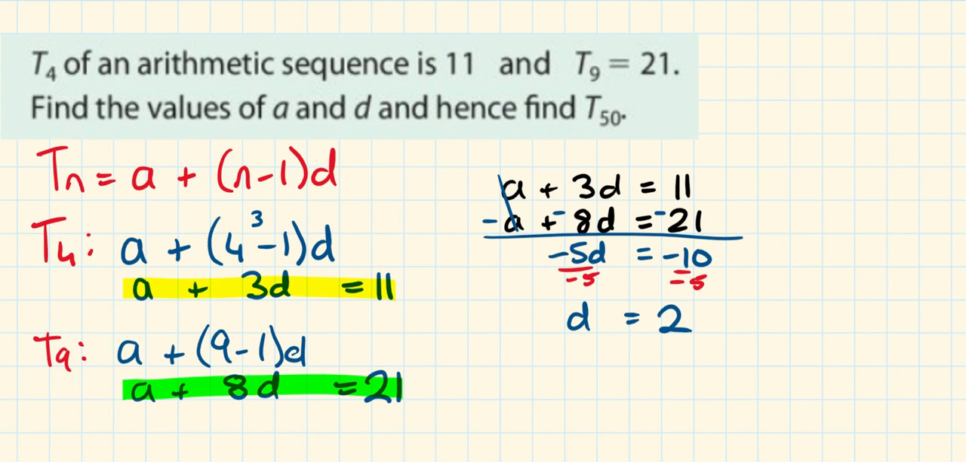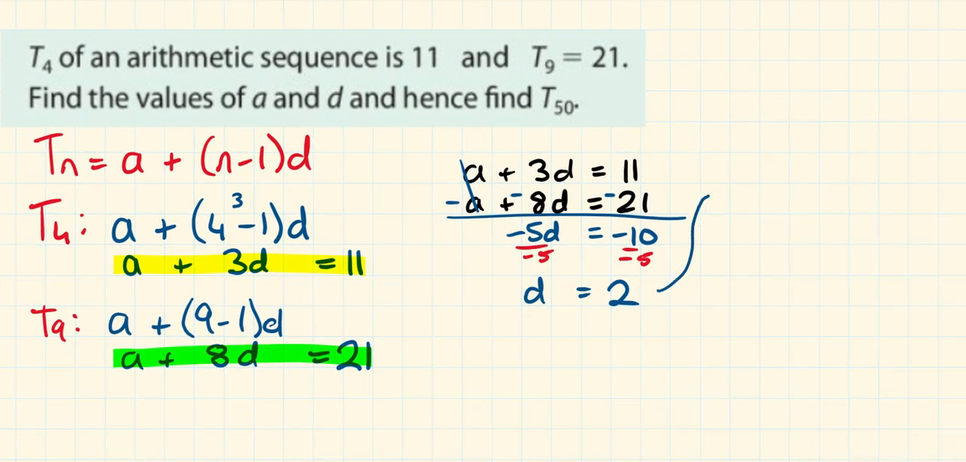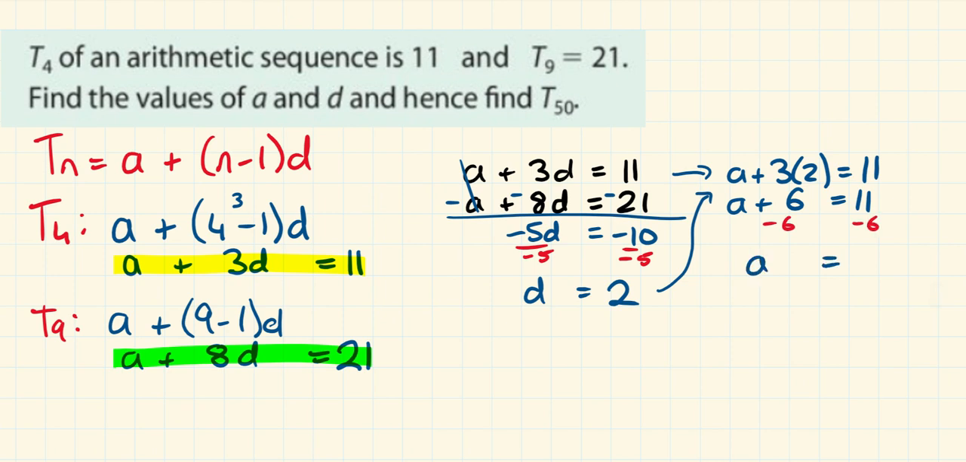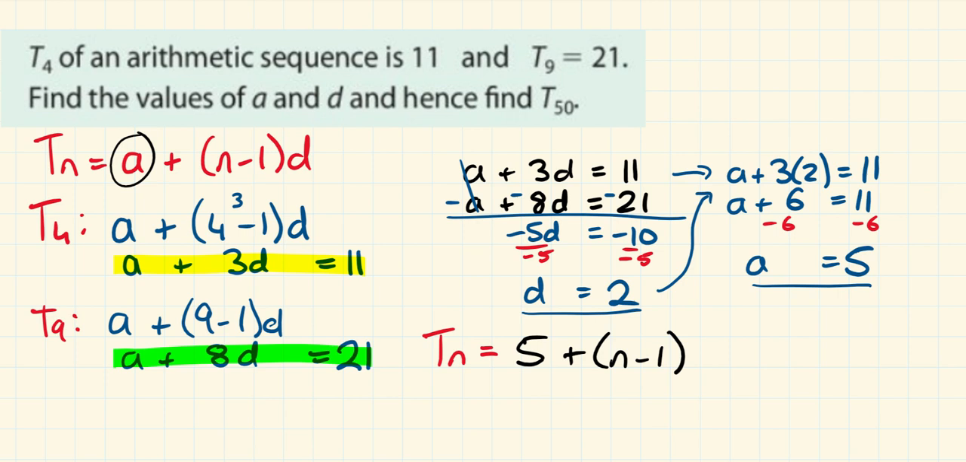Okay, so we've got D equal to 2. We can now find what our A is. Remember, we can sub back in. So we have A plus 3 times 2 equals 11. A plus 6 equals 11. Now we can just subtract 6 and we get A equals 5. So we've got D equals 2, A equals 5, and now we can find our Tn. So Tn equals A, which is 5, plus (n minus 1) times D. So 5 plus 2n minus 2, and to simplify, 2n plus 3.